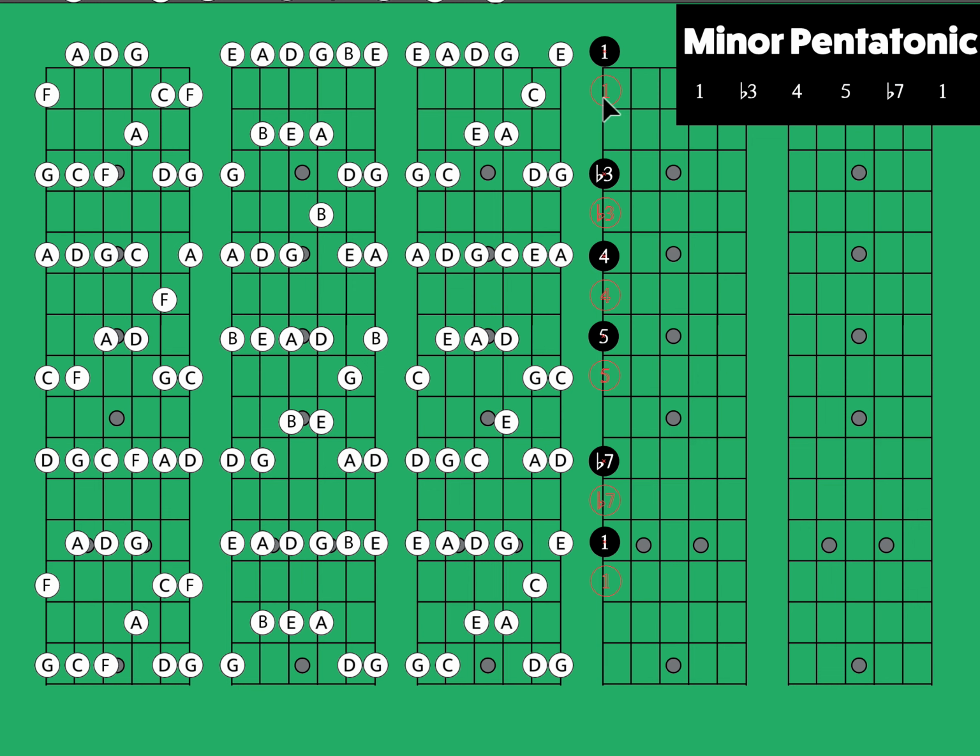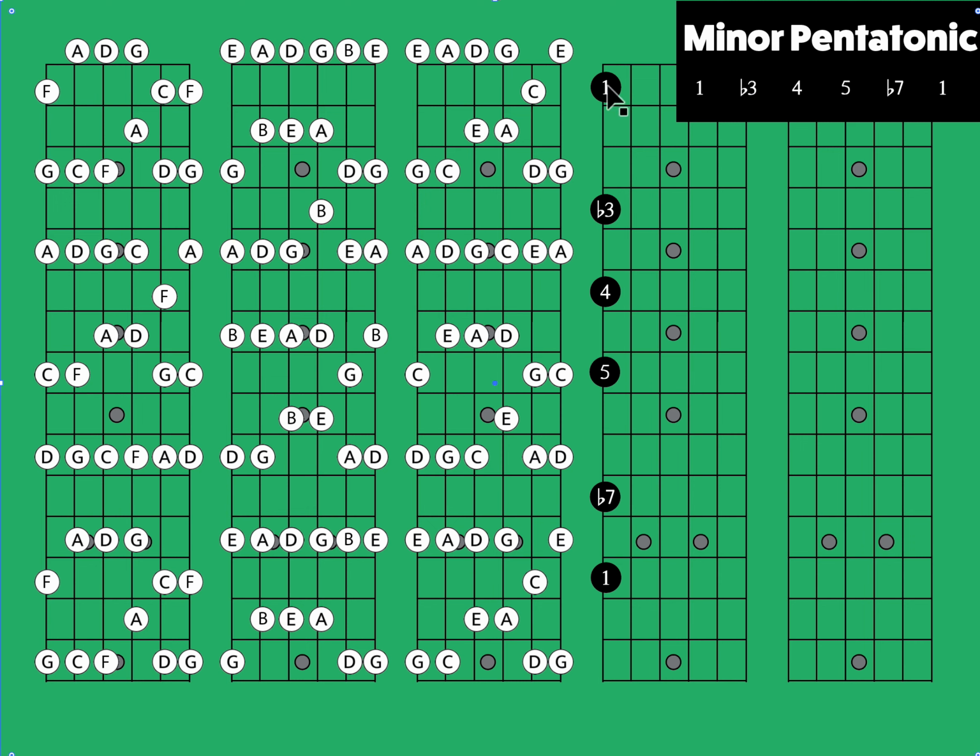The next step is to see how they are all pentatonic scales. One way I can do that is with this common pattern for the pentatonic scale where the A is the 1, C is the flat 3, D is 4, E is the 5, G is the flat 7, back to 1, flat 3, 4, 5, flat 7, 1, flat 3.